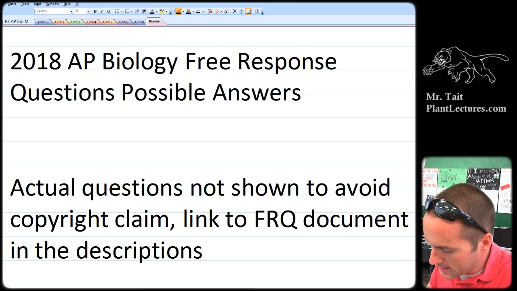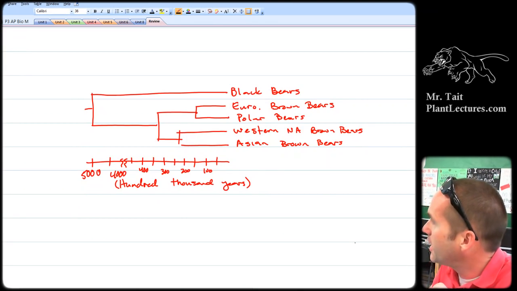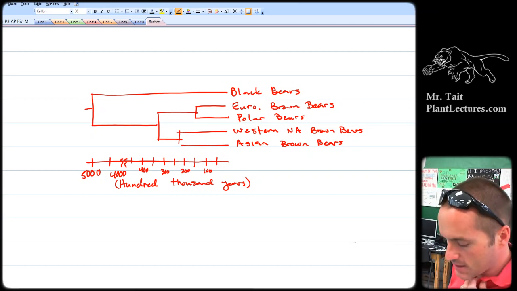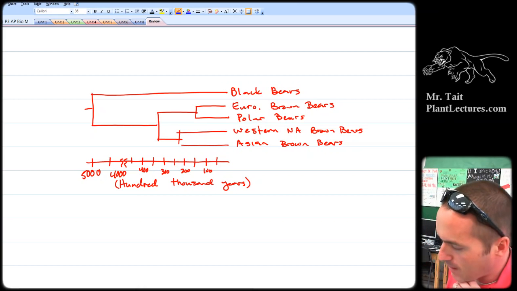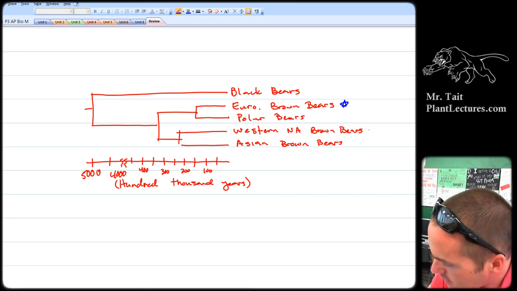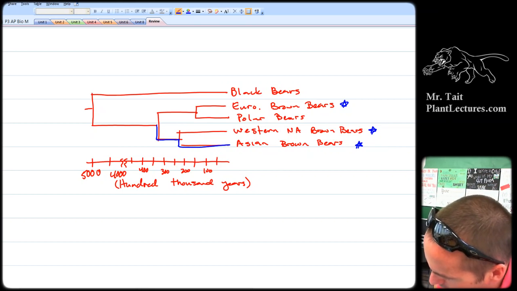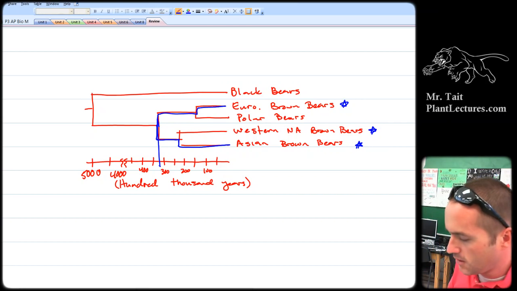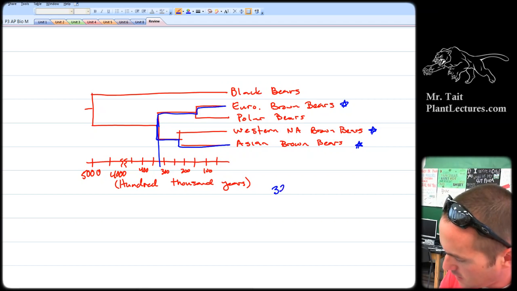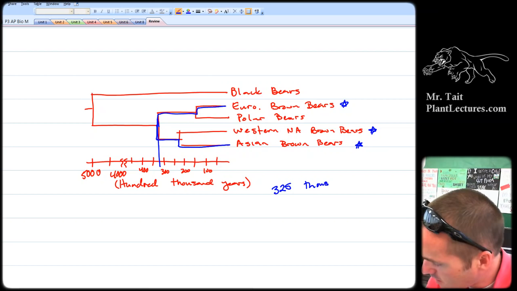So for A, it says, use the phylogenetic tree in figure 1 to estimate the age in hundreds of thousands of years. So if we look here, hundreds of thousands of years for the most recent common ancestor between all brown bears. So this is a brown bear here, this is a brown bear here, and this is a brown bear here. So we trace them back, and that gives us this point right about there, which we're going to call 325,000 years. I think that's fine.